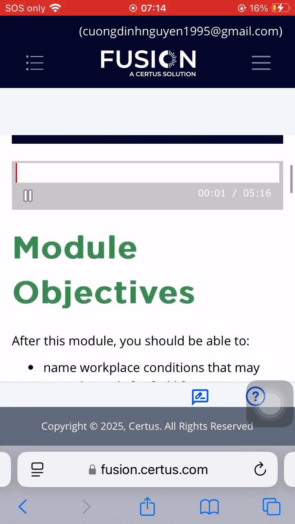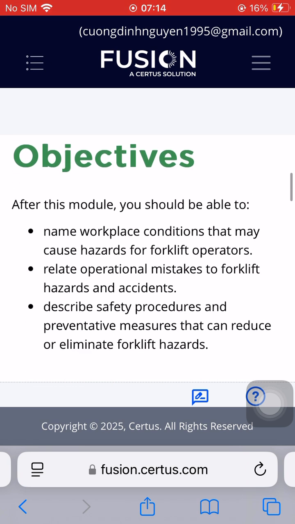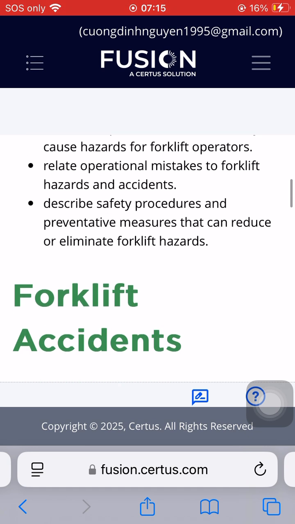Module Objectives. In this module, you'll review case studies of accidents involving powered industrial trucks and what can be learned from them. You will learn about common powered industrial hazards in workplaces, as well as hazards caused by operators. Finally, you will cover how to avoid or eliminate these hazards while operating powered industrial trucks.